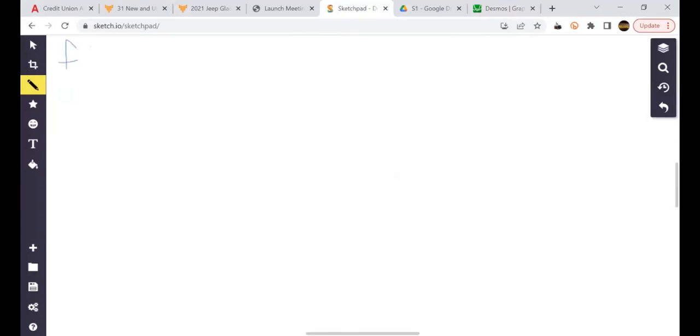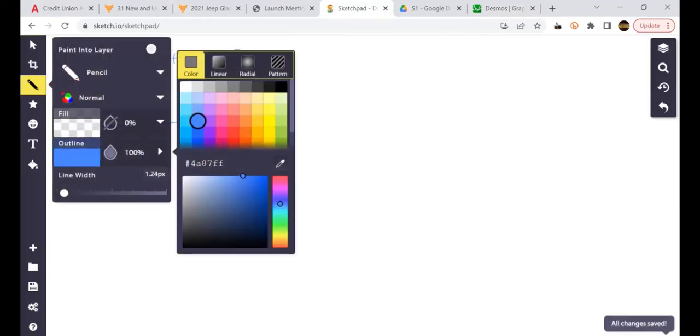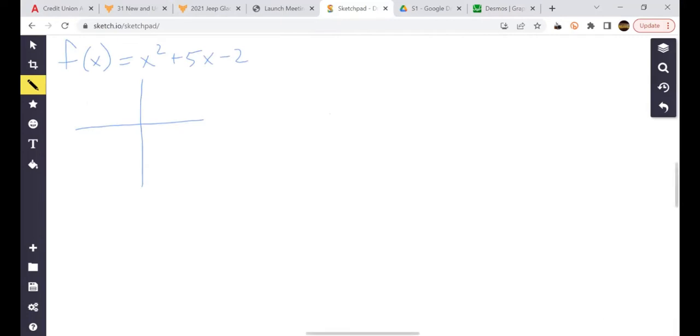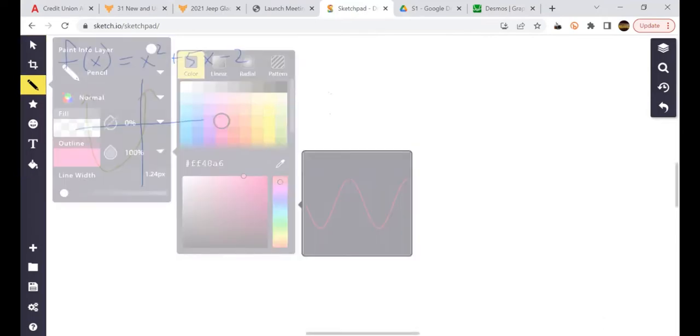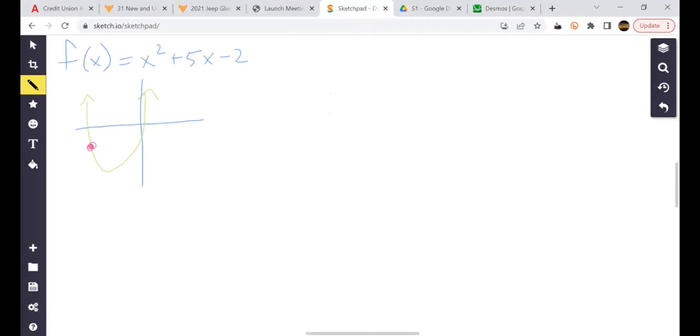So let's say that we have f of x equals x squared plus 5x minus 2. And we're allowed to use Desmos to get a visual. And that visual would look like this here. Something like that. And let's suppose that we have a point, let's say like right there. And all we know about that point, all we're given is that the x coordinate is -4.